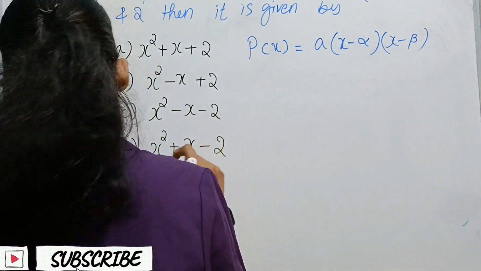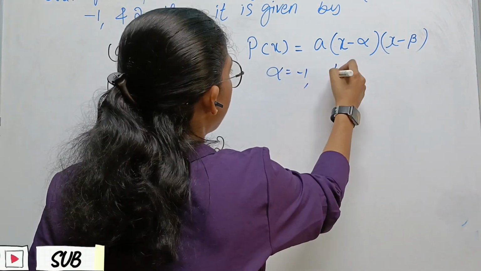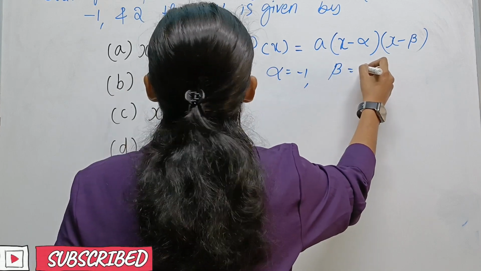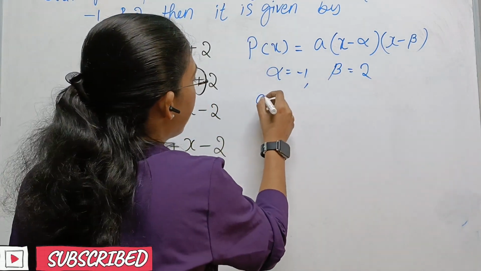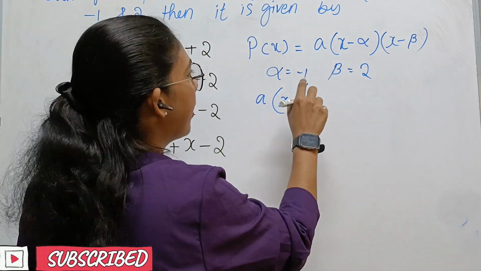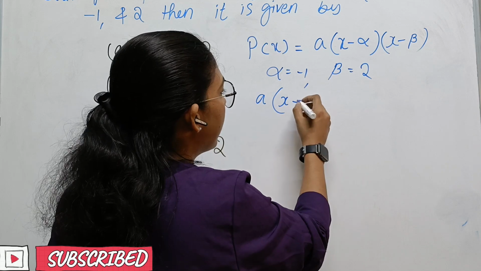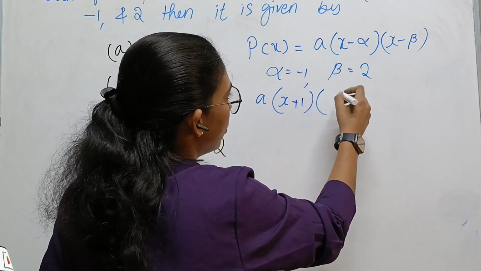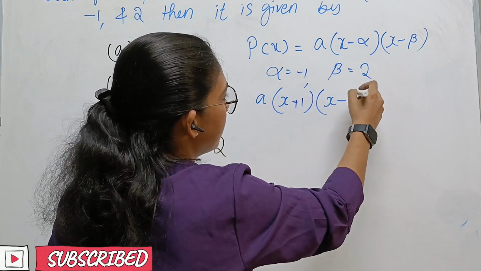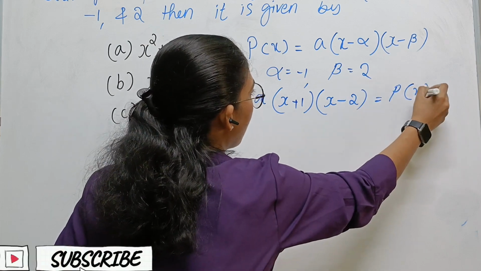Then substitute for alpha. Alpha is equal to minus 1 and beta is equal to 2. Then what happens? A into x minus alpha, that is x minus of minus 1, which is plus 1, into x minus beta, which is 2. Which is equal to p of x.